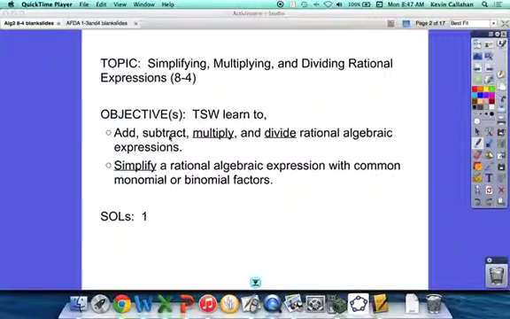So when we're talking about simplifying rational expressions, it's going to work out pretty much the way it works when you simplify a fraction. Right? And the same thing for multiplying and dividing. So in each case, I'm going to show how we would do it with a fraction, and then we'll do it with a rational expression, and then you'll give it a shot. Okay.